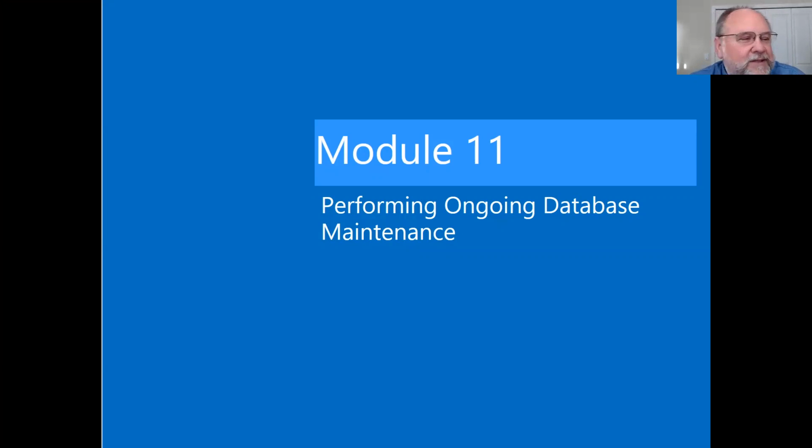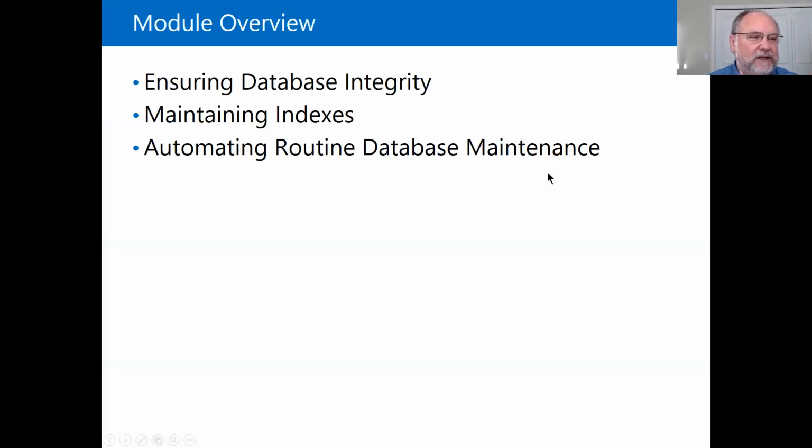All right, so we're going to start up on Module 11. It's called performing ongoing database maintenance. What it boils down to is 3 different subjects that didn't really fit in any other place, so they're not really all that connected, but they're really important topics. We're going to talk about database integrity, what that means. We're going to talk about indexing, and we're going to talk about maintenance plans.